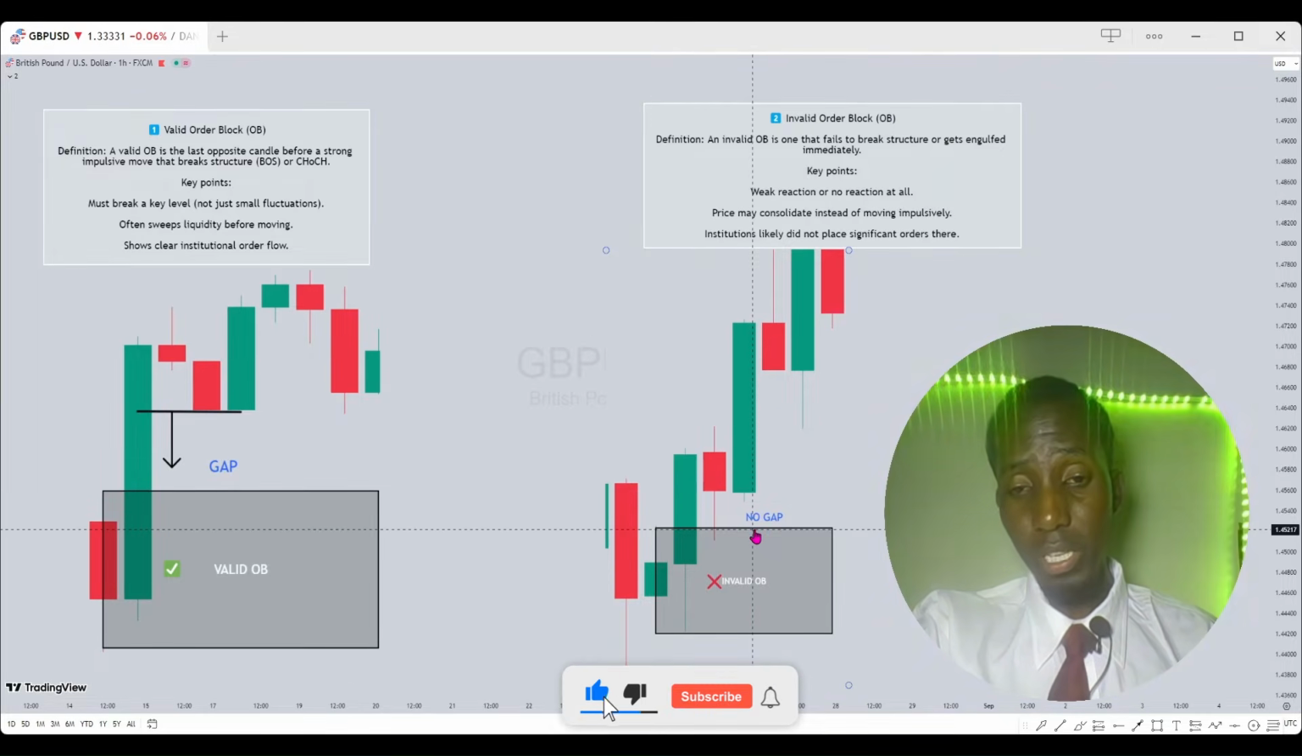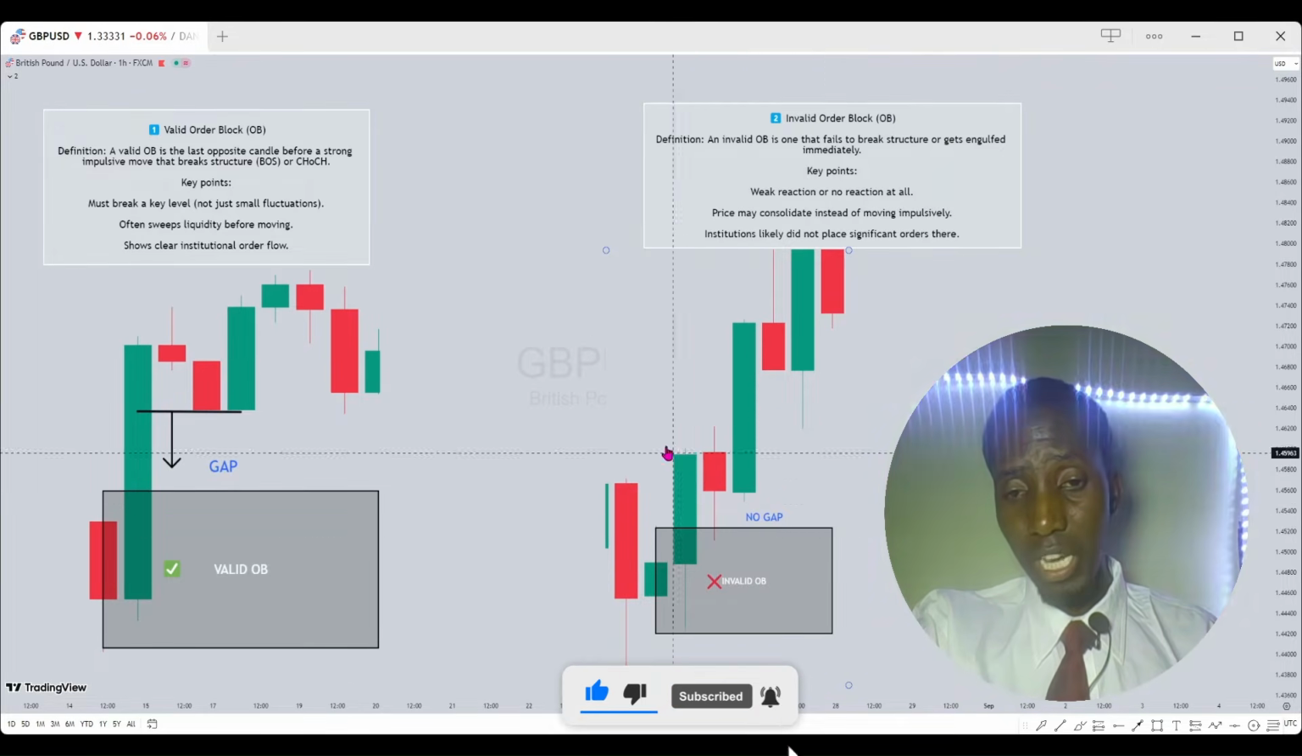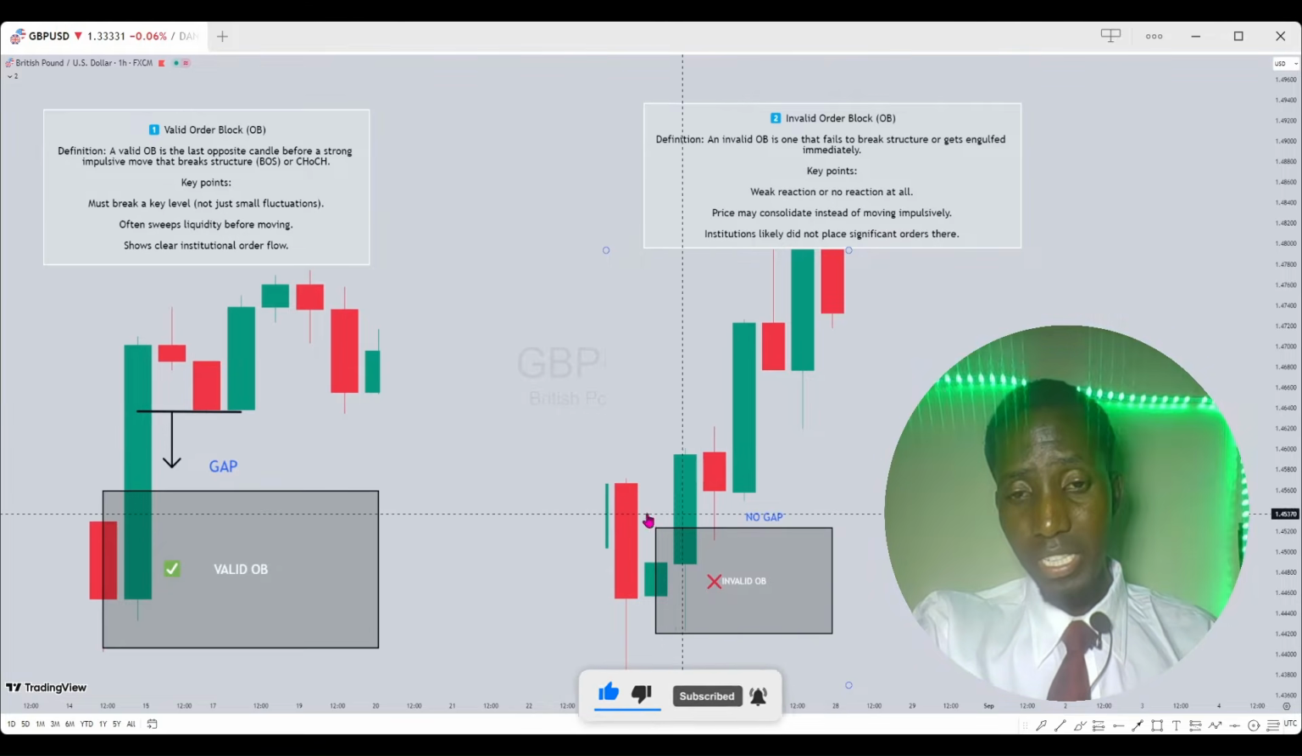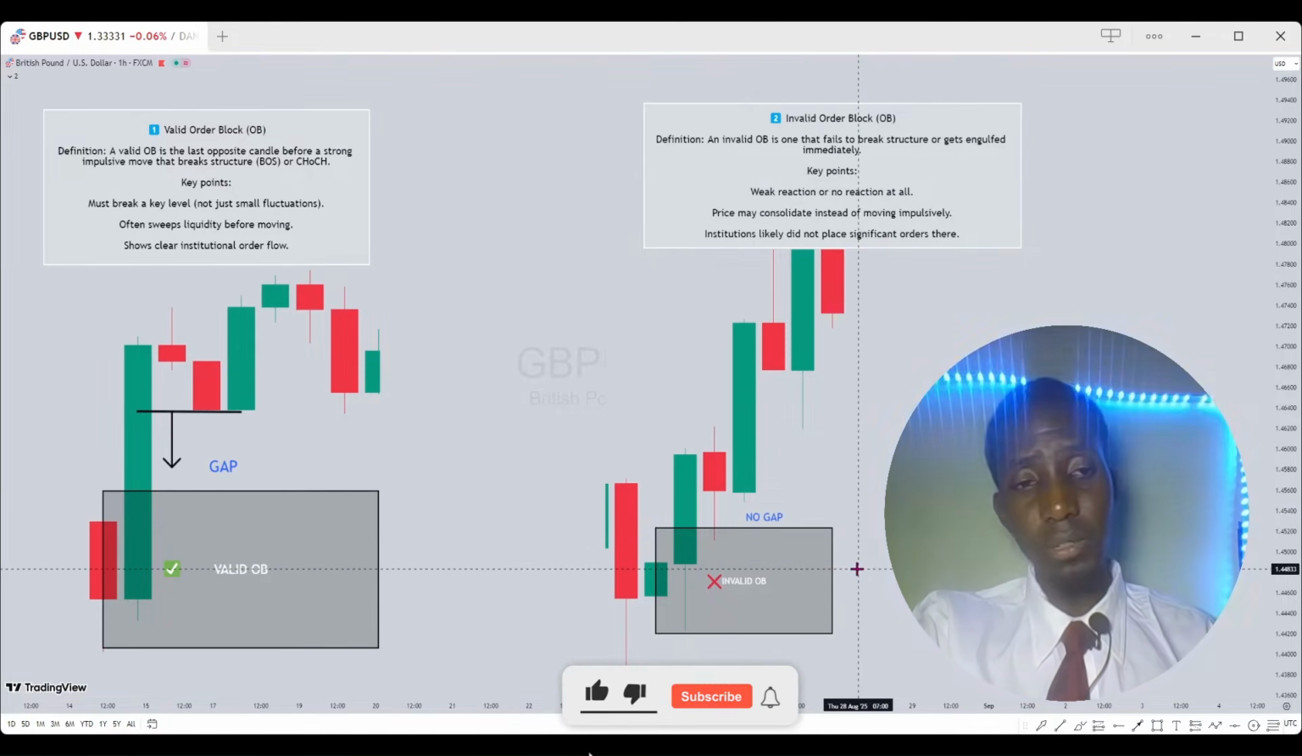I'll show you in the real chart. Don't worry about that one because there's no gap. This wick has already touched our zone, this box. So there's no need to wait.